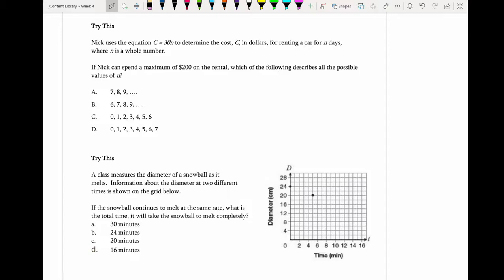As long as you have 2 points, you should be able to find the slope, and then from there you can work your way back to find your y-intercept or your starting value.